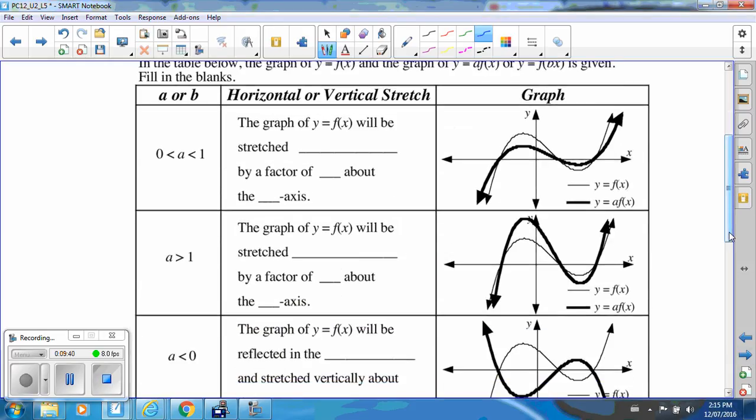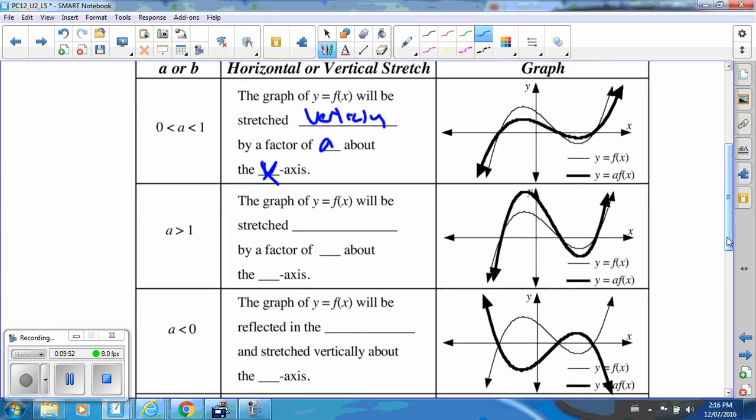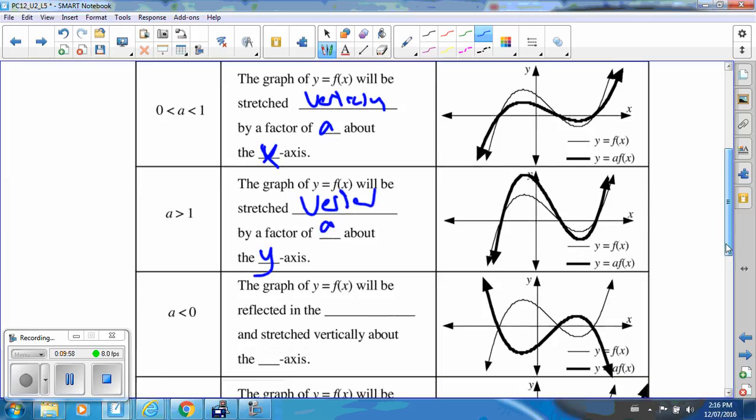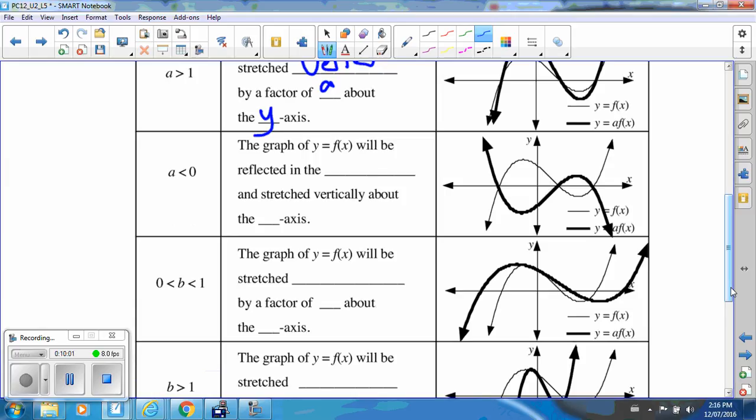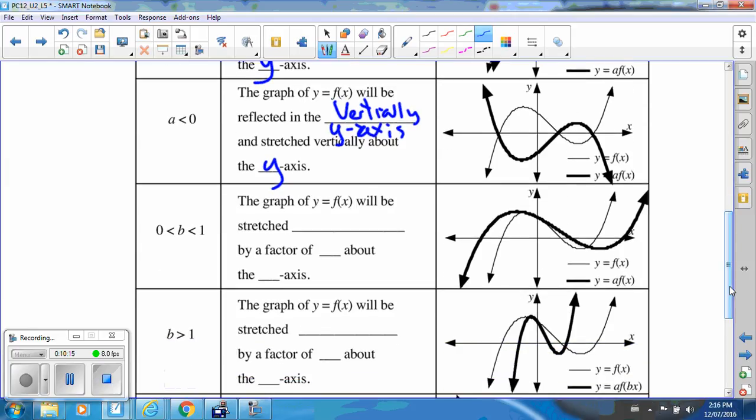Filling this in, this is going to be stretched vertically by a factor of a about the x-axis. If it's bigger than 1, it's stretched vertically. If it's less than 0, it's reflected vertically, or a reflection in the x-axis, then goes through the rest of those pieces. If b is between 0 and 1, it's stretched horizontally by a factor of 1 over b.